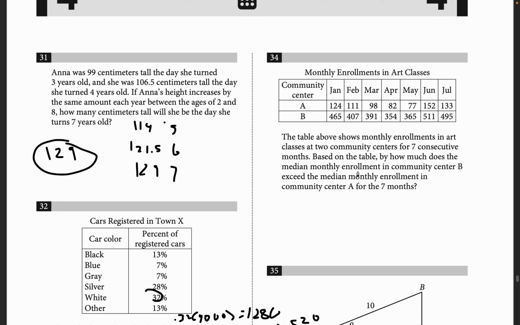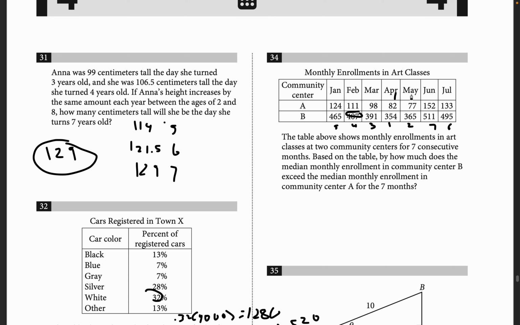The table shows the median monthly enrollment for communities. How much greater is the median in B than in A? Okay, so the median. So what's the median here? We can rank these. So we could be like 1, 2, 3, 4, 5, 6, 7. Our median will be right here.